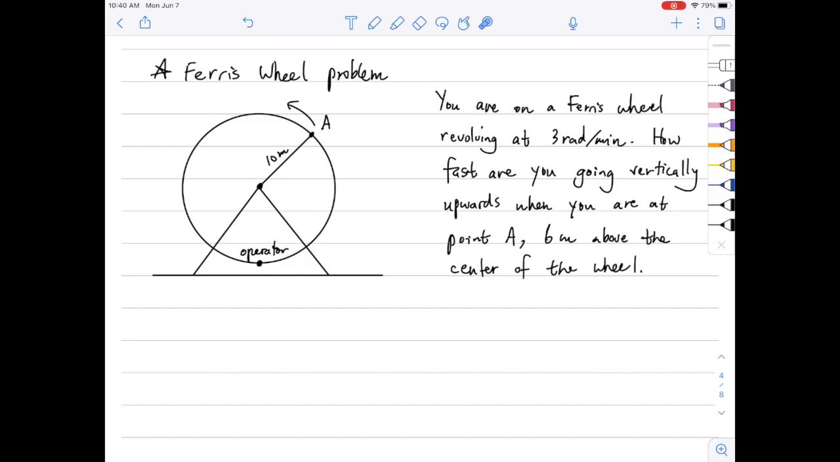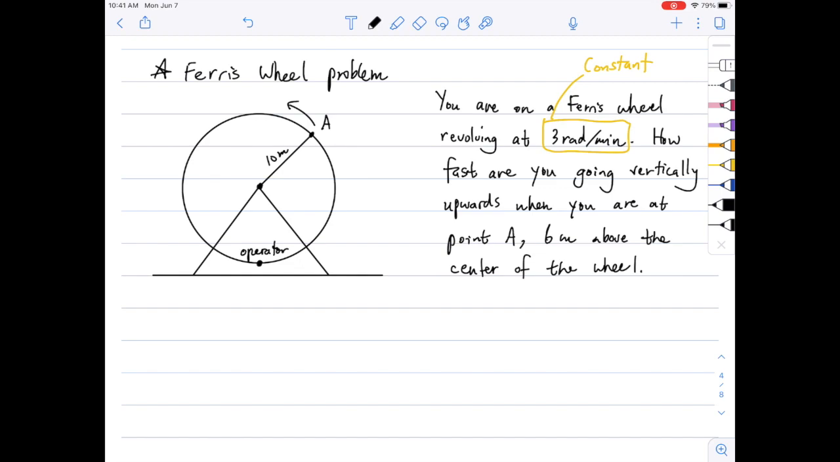Hopefully it's helpful. Okay, so it says you're on a Ferris wheel revolving at 3 radians per minute. So you're revolving at a constant rate. Let me just make a note of that. This is constant. What that means is for each minute that passes, you travel 3 radians. So 1 minute passes, you travel 3 radians, then another 3 radians, and so on. For those of you in physics, that's your angular velocity. For those of you who are non-physics, it's not really that important, but I thought I'd mention it anyway.